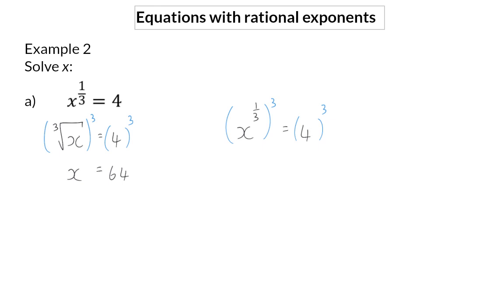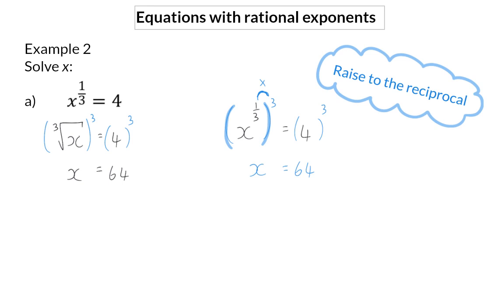Now you can use your exponential law and multiply the two exponents, and when you multiply, you will end up with x to the power of 1 and still get the same answer. So, when you want to solve a variable that has a rational exponent, specifically a fraction, you can simply raise to the reciprocal of that exponent. The reciprocal is the swapped around fraction, and that fraction will always cause you to end up with 1 when you multiply the two exponents.